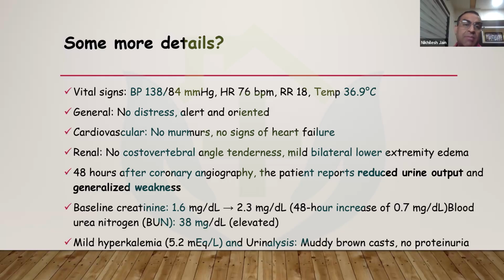So can anybody tell me what is happening here? You can put it in the chat. Contrast-induced nephropathy, perhaps leading to rhabdomyolysis and generalized muscle weakness. Why are you thinking in terms of rhabdomyolysis here? This generalized weakness is also there, and there may be muddy brown casts, a worsening of renal dysfunction?